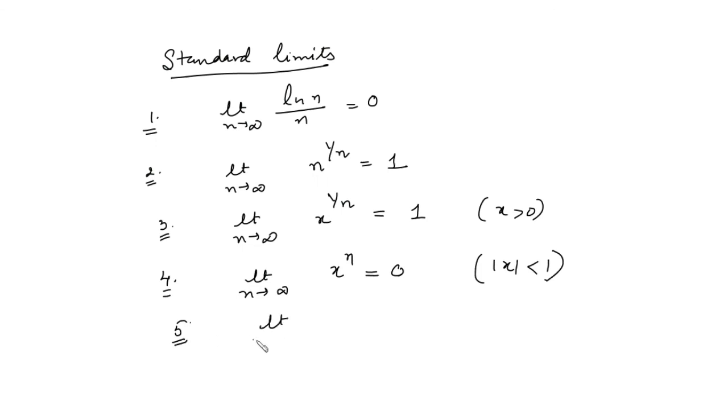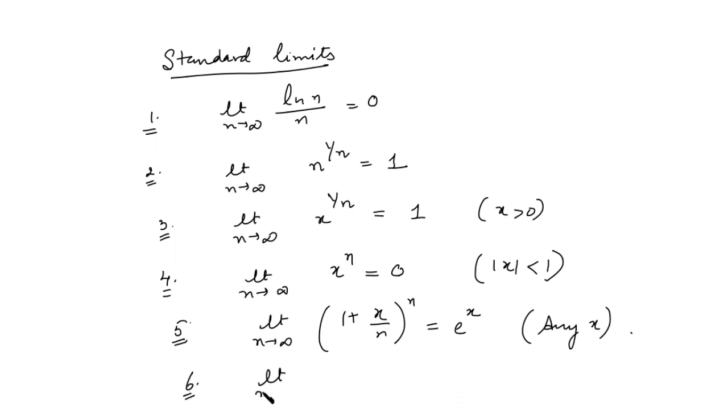The fifth one is the limit of 1 plus x by n to the power n, which is e to the power x for any x. And the limit of x to the power n over n factorial is 0 for any fixed x. So these are the standard limits which we have to remember to find the limits for the sequences.